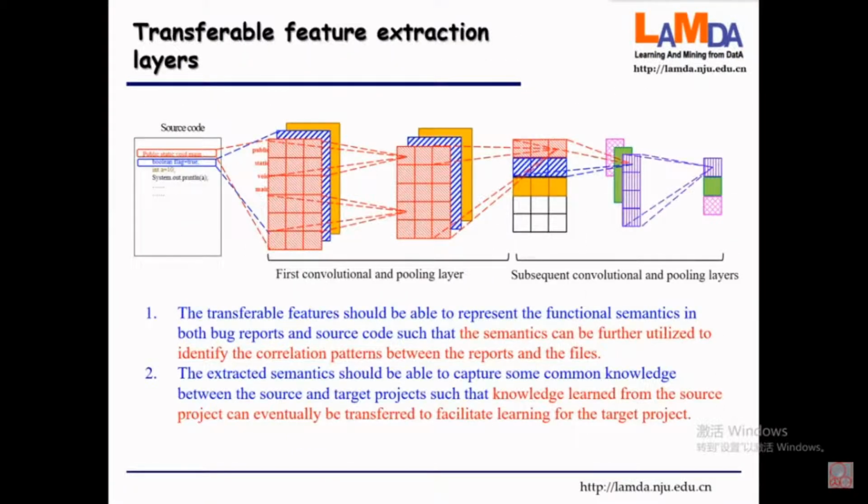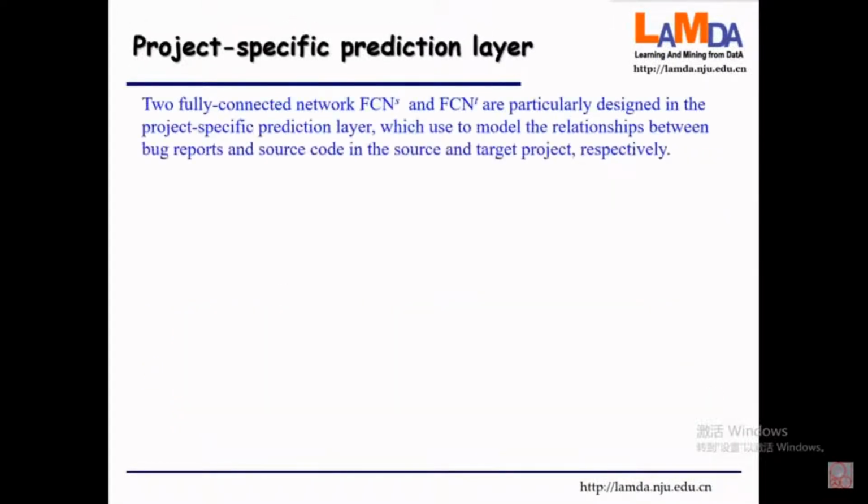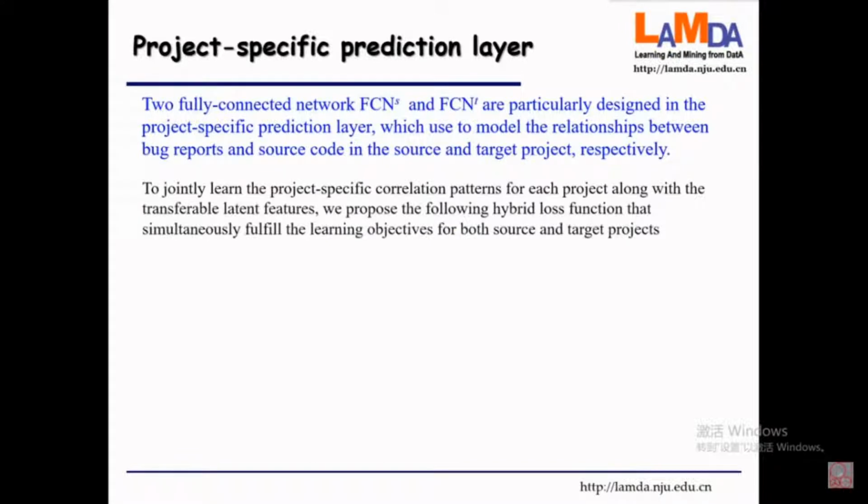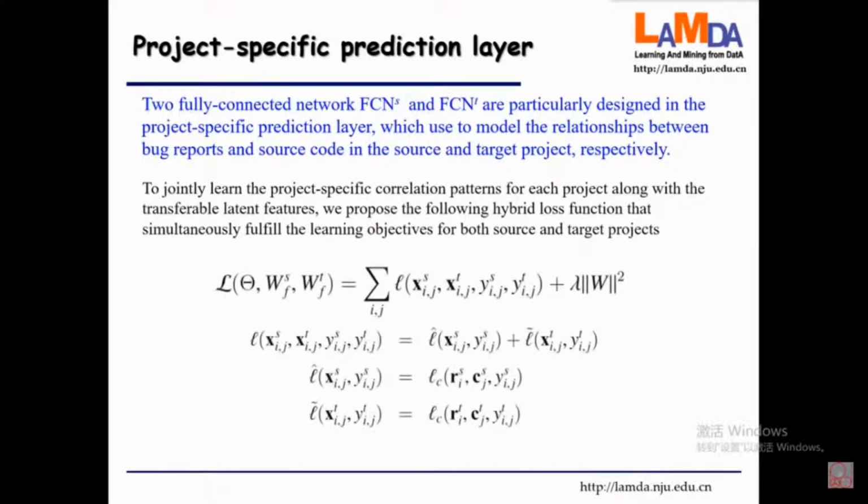In the transferable feature extraction layers, we apply two convolutional neural networks to extract semantics from bug reports and source code, respectively, and such knowledge learned from the source project can eventually be transferred to facilitate learning for the target project. In the project-specific prediction layer, two fully connected networks are designed to model the relationships between bug reports and source code in the source and target projects, respectively. And we propose the following hybrid loss function to fulfill the learning objectives for both source and target projects. The first term in the loss is the source project, and the last term is the loss in the target project.